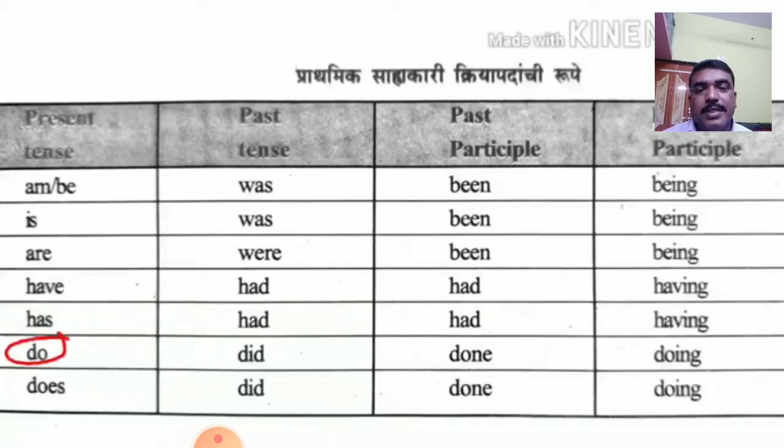In present tense, where I am making the circle, these are all the present tense forms of primary auxiliary. Again, if you see in primary auxiliary, there are various things to be discussed.